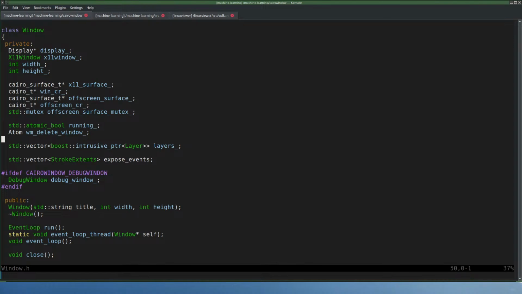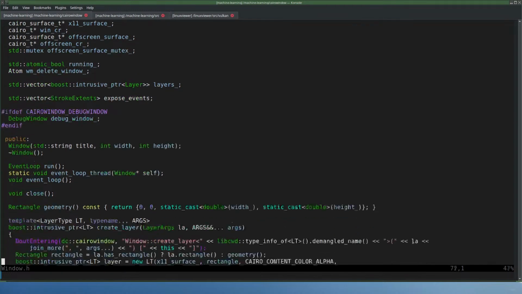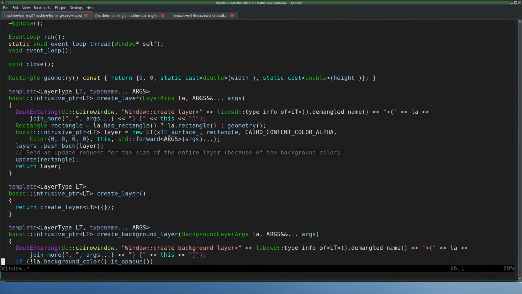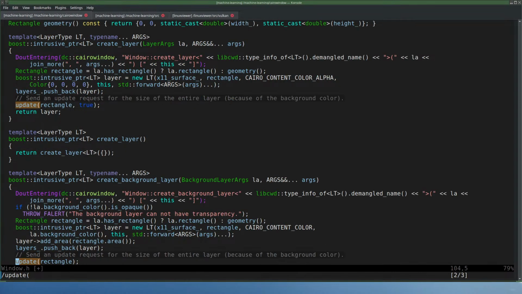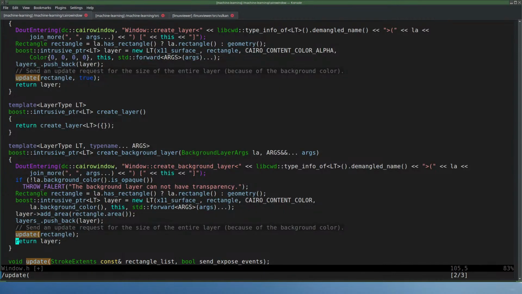This is window. Window? Let's create a layer. Create a layer. Nah, why not? You know, update it. I mean, yeah. Create background layer. Well, yeah, also.